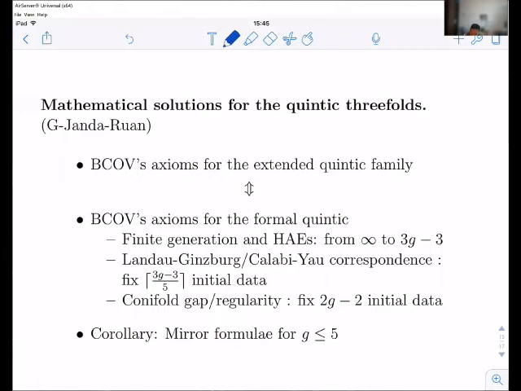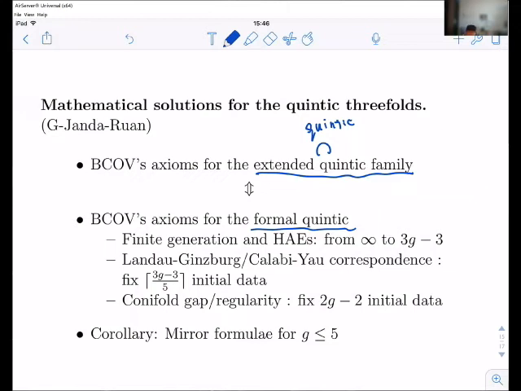To solve this part, in the joint work with Yang and Ran, we prove the following equivalence. We prove that all these B-model axioms, the BCOV axioms, for what we call the extended quintic family, because this contains the quintic as a special point, are equivalent to the following property for the formal quintic. The formal quintic is defined by some theory which is much simpler than the quintic theory.